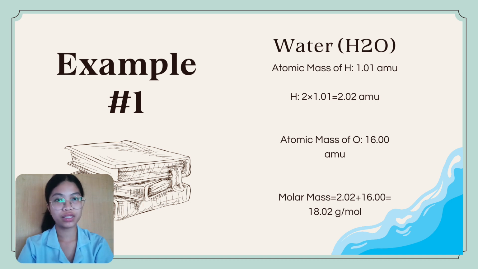atomic mass units. For oxygen, the atomic mass is 16 atomic mass units, and our molar mass is the summation of both. So it's 2.02 plus 16, which is equal to 18.02 grams per mole. So that's our molar mass for H2O.